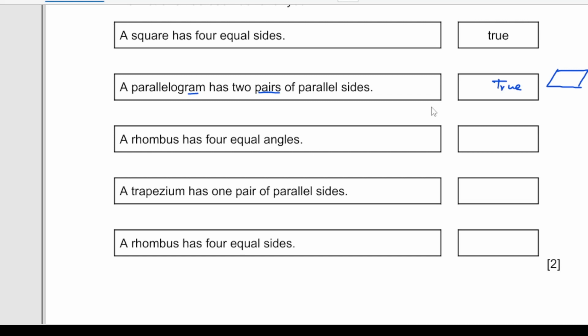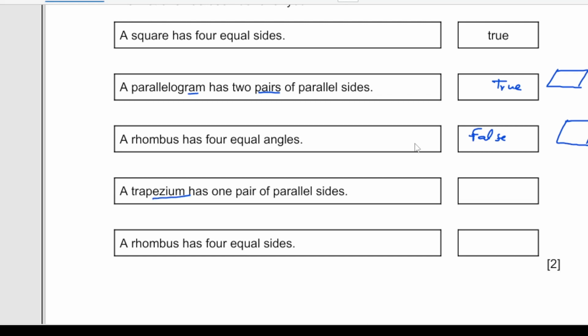Then a rhombus has 4 equal angles. This is wrong. A rhombus cannot have 4 equal angles. A rhombus is like this. As you can see, there are 2 acute angles and 2 obtuse. So opposite angles are equal, but not all 4 angles are equal.